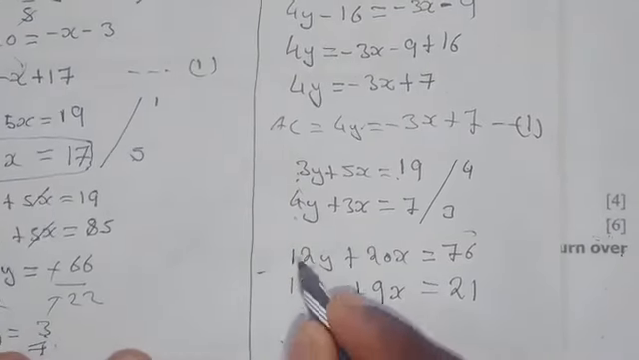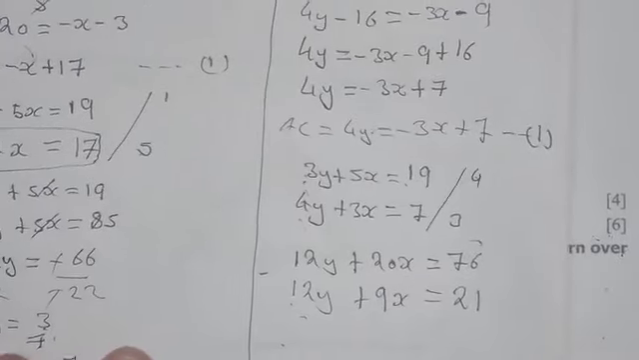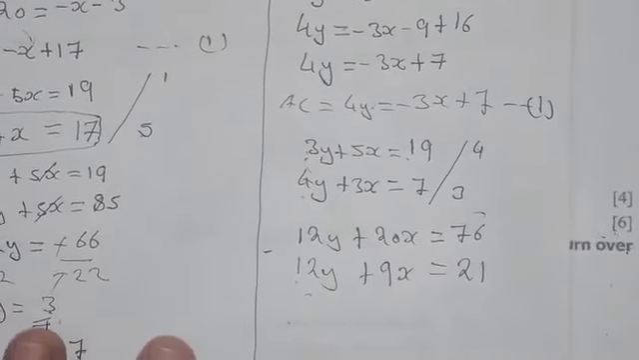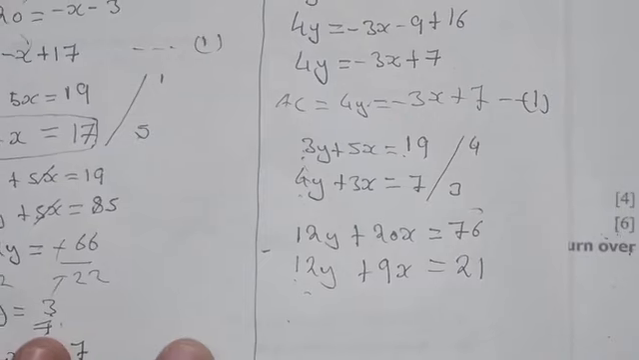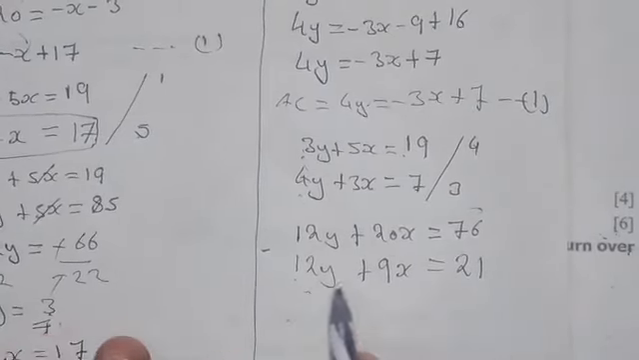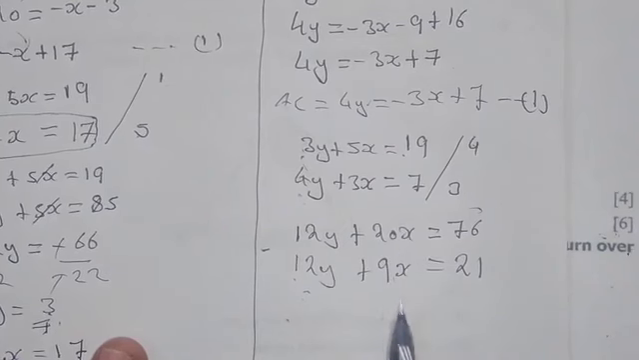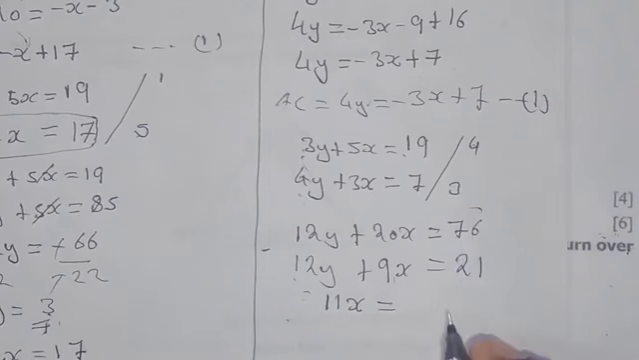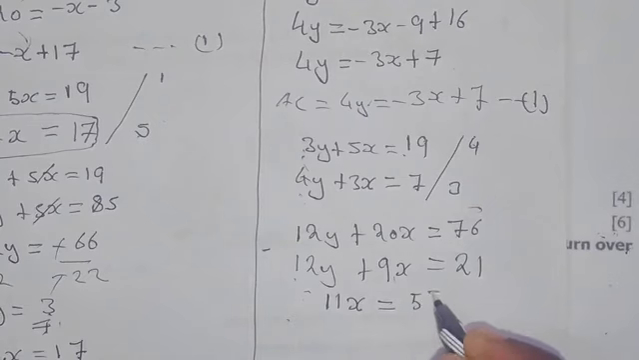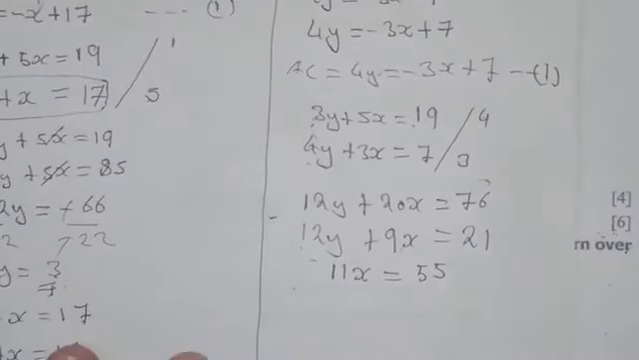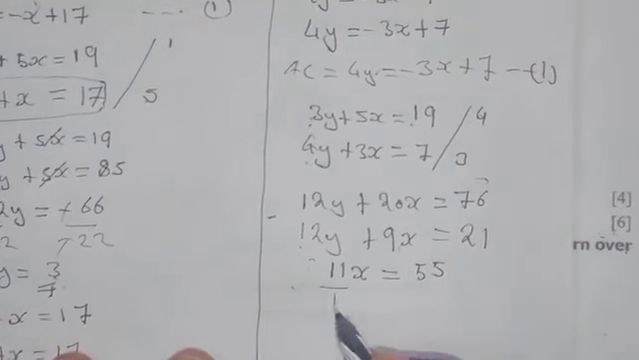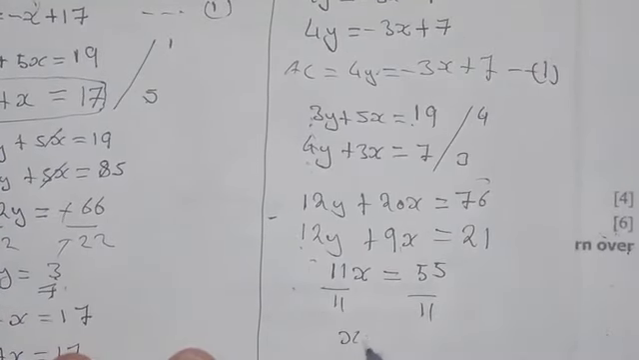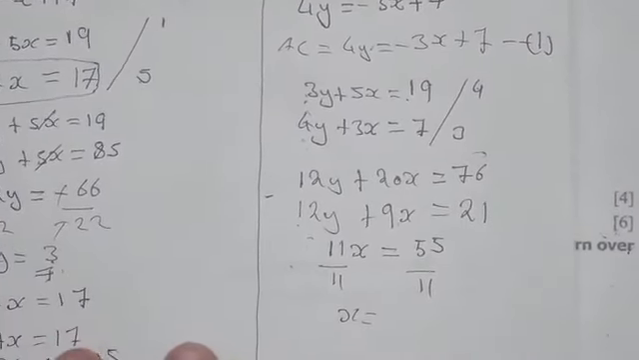Because this and this are positive, we introduce the negative sign to eliminate y. So 12y minus 12y gives us 0. So 20x minus 9x, we're going to have 11x, is equal to 76 minus 21, which is 55. Then we make x the subject of the formula by dividing both sides by 11. Hence x is equal to 55 divided by 11, which is 5.